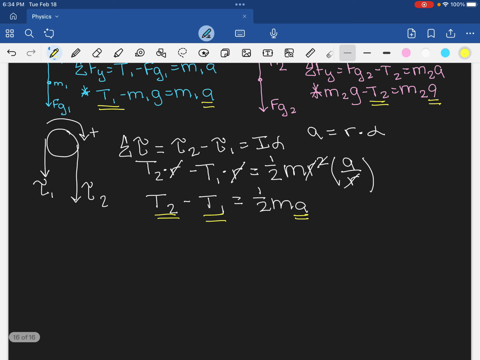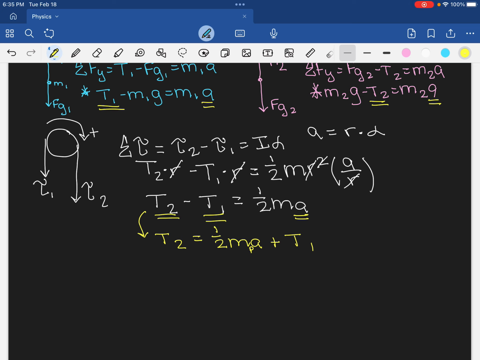There's lots of different ways that you can rearrange these. I am going to rearrange what I have here in white and say this is T2 is going to be equal to 1/2 ma plus T1. And I just realized that I should be more specific with my m here, since we're going to start combining these equations, and I'm going to call this MP for the mass of the pulley.